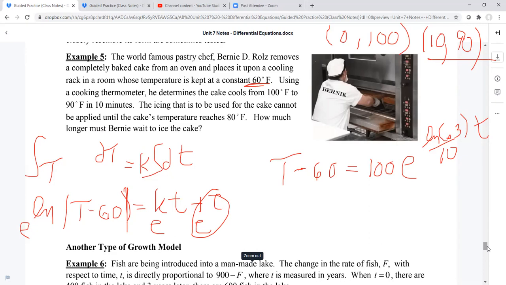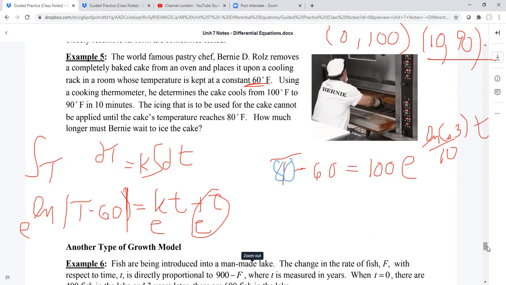Now the thing says the icing that is used for the cake cannot be applied till the cake reaches 80 degrees. Okay, so what that means is we got to plug 80 in right here for that T because that's what we want the temperature of the cake to be. And now we got to solve that for t.